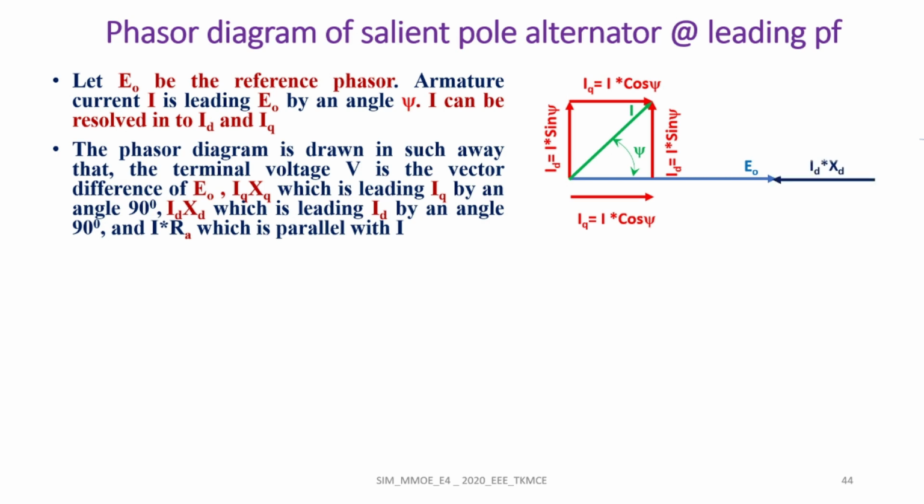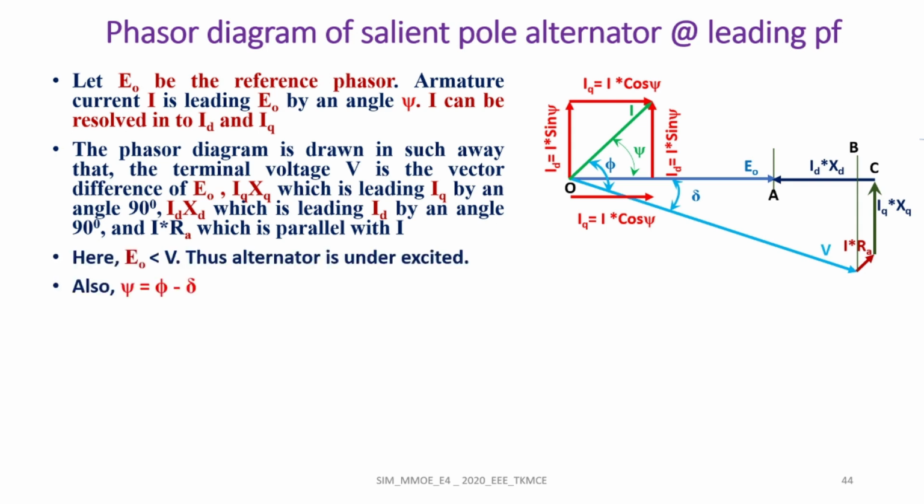First of all, let's consider IDXD drop, which is leading ID by 90 degrees. Then we can consider IQSQ, which is leading IQ by 90 degrees. Then we can consider I into RA drop, which is parallel with armature current I. So this is the final phasor that represents the terminal voltage. Angle between E0 and V is delta, and angle between V and I is phi, the power factor angle. In order to derive the expression for E0, we need to draw different lines like this, and let's mark these points as O, A, B and C.